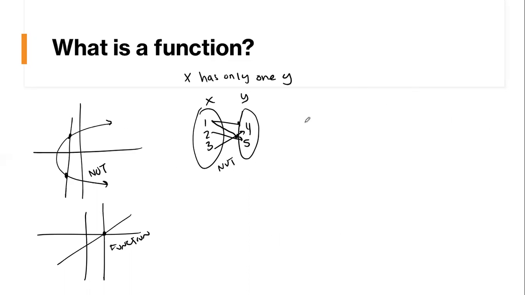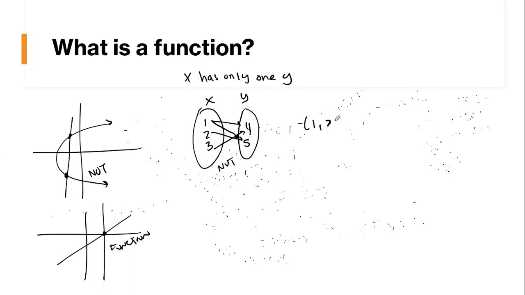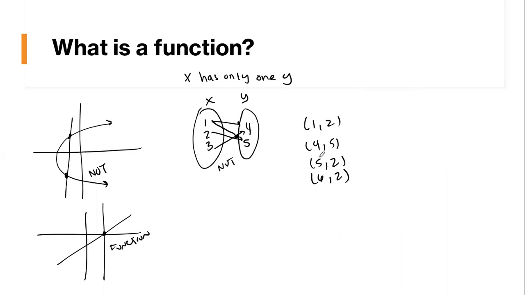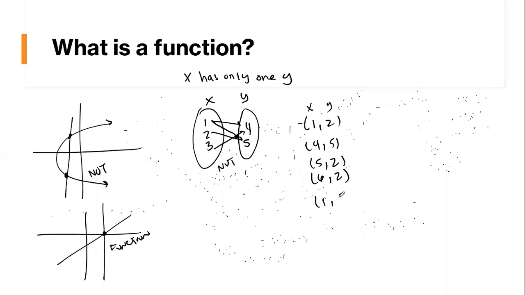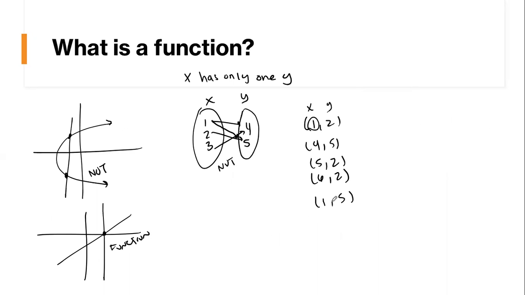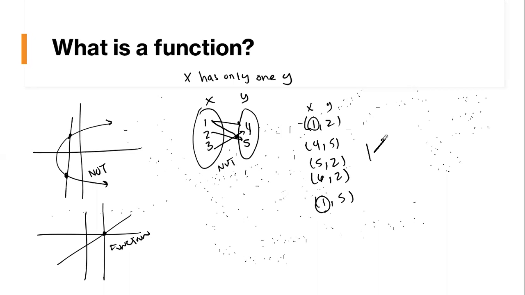For ordered pairs and tables, remember you're going to look to see if any of the x's repeat. So remember, I'm only looking at the x's. The first number are the x's, and none of the x's repeat, so this is a function. But the moment I have 2 x's repeat, one is with 2, one is with 5, then it's not a function.